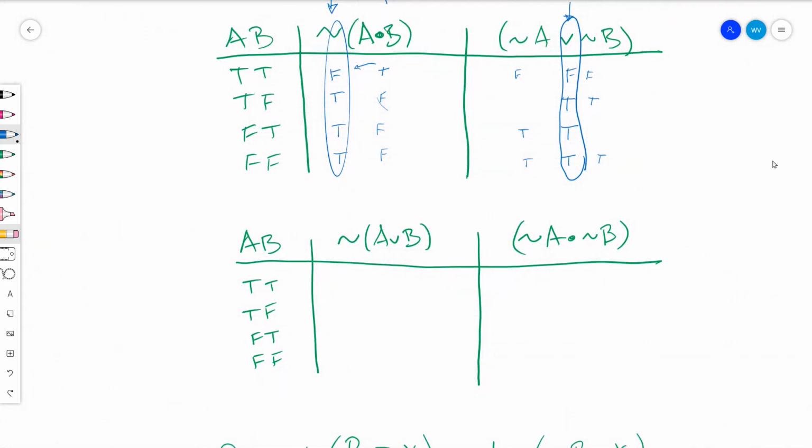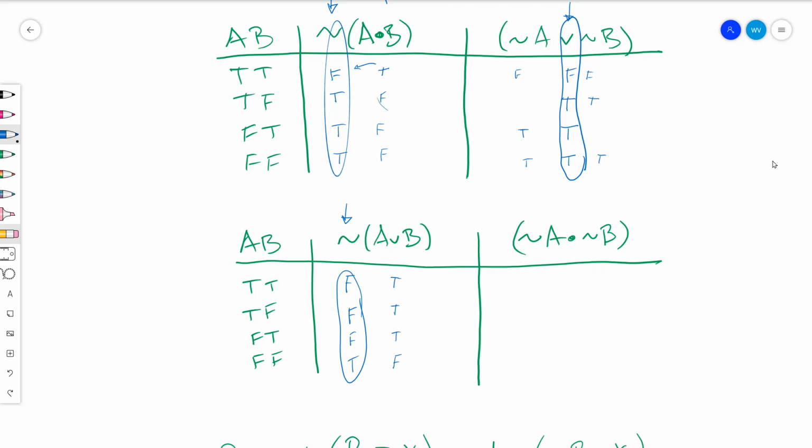Now we have a negated disjunction. I'll solve this in the same way. I'll start by just doing the parenthesis. I've got true, true, true, false. And that's just because this is a disjunction, and it's only on the last line that we have two false disjuncts. And then take the negation of those values under this main operator here. And we get F, F, F, T.